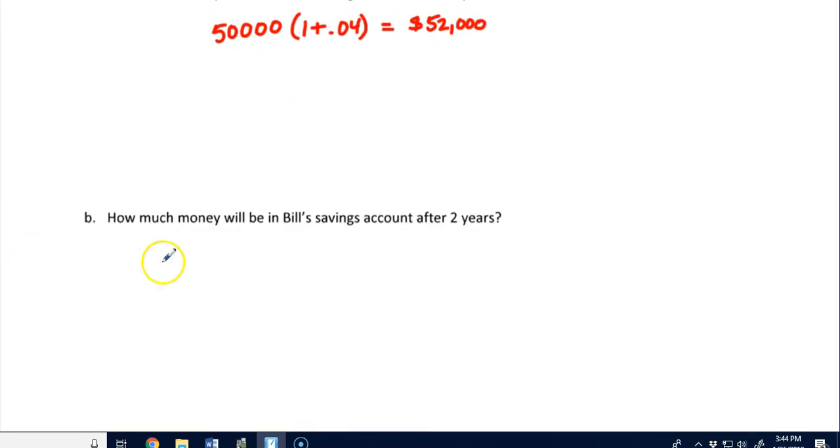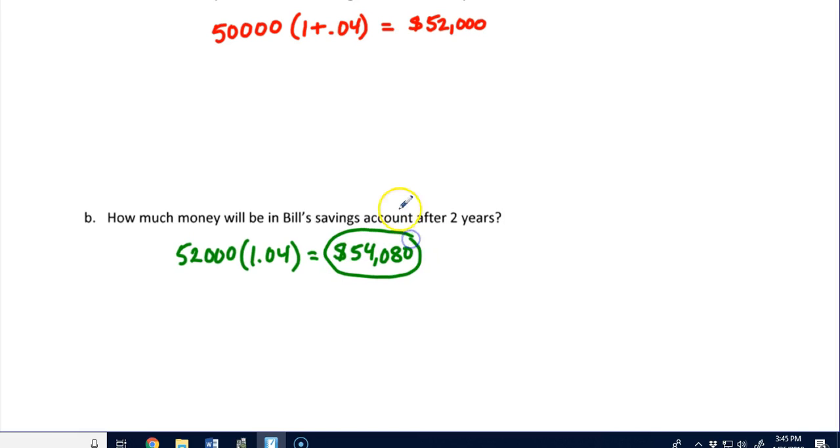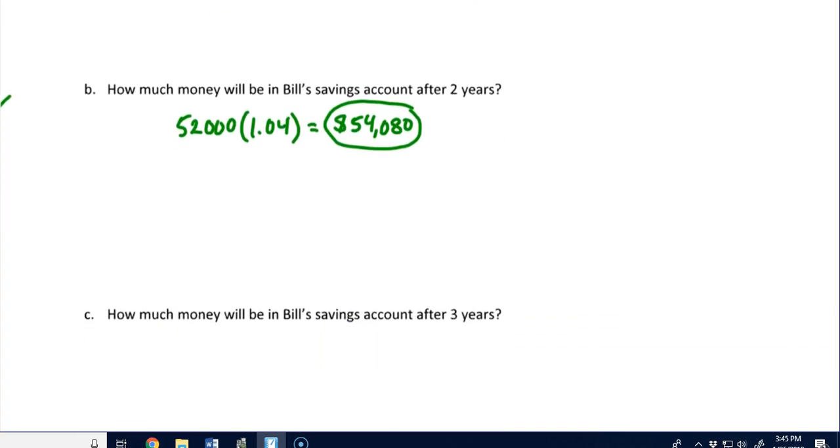So we're starting not with the 50,000, we're starting with the 52,000. And you might notice that the amount of increase was not constant, right? In the first year, his bank account went up $2,000. In the second year, his savings account went up $2,080, right? Because he's not simply getting interest on the $50,000, he's getting interest on the $52,000. So go ahead and figure out what it would be for 3 years. Play the recording when you're ready.